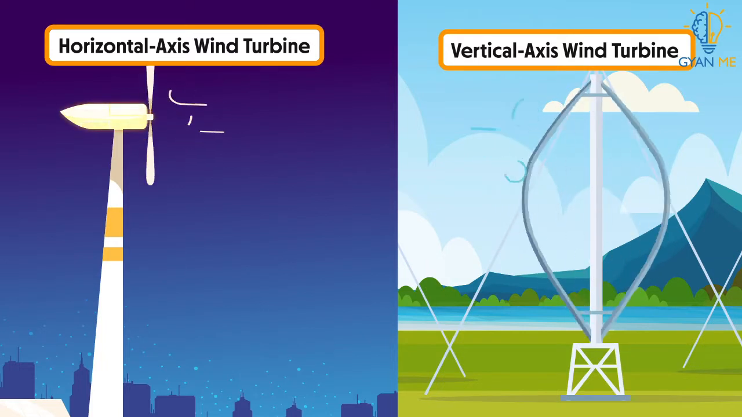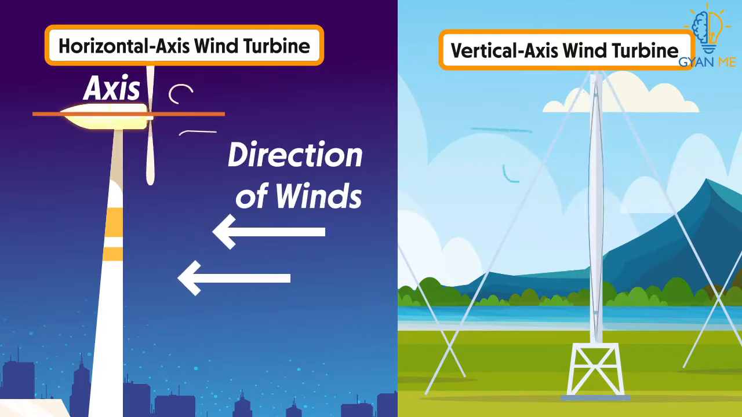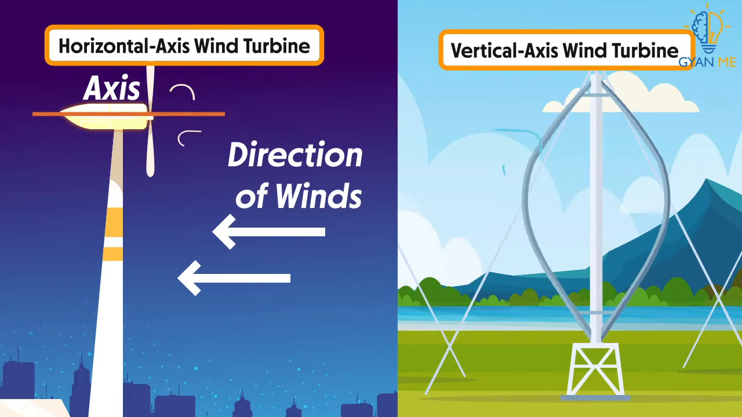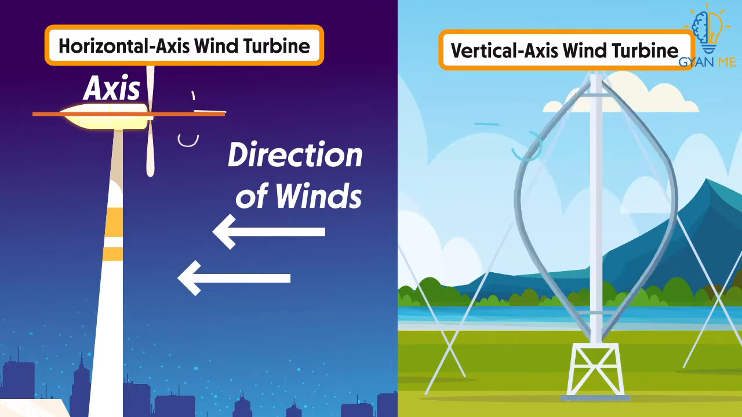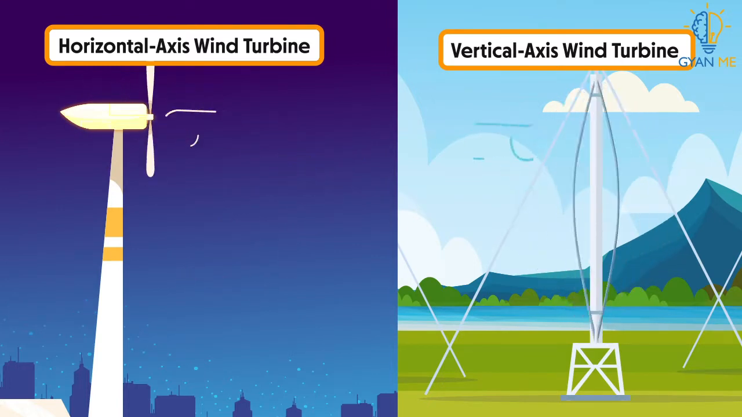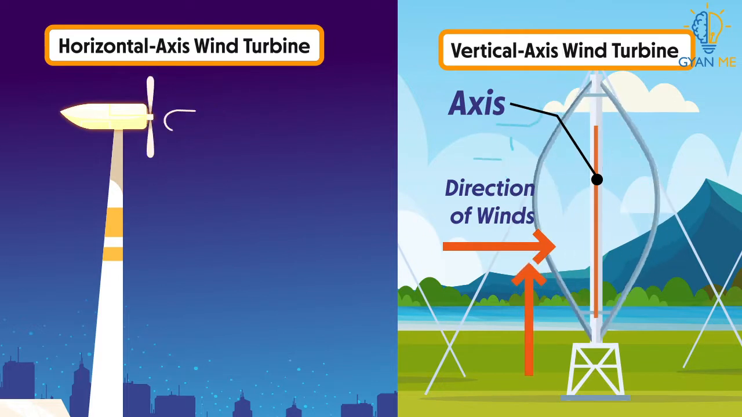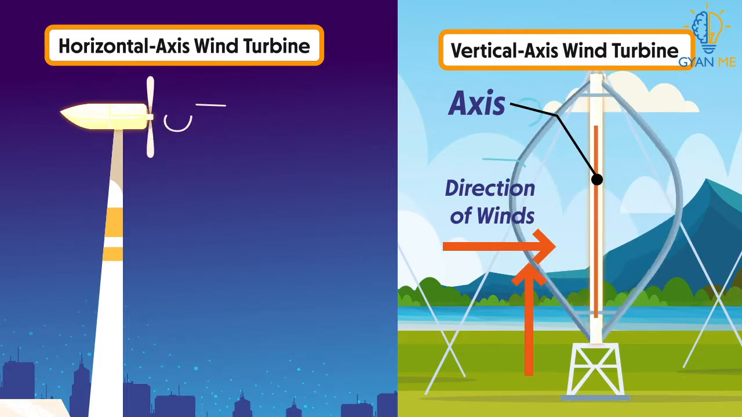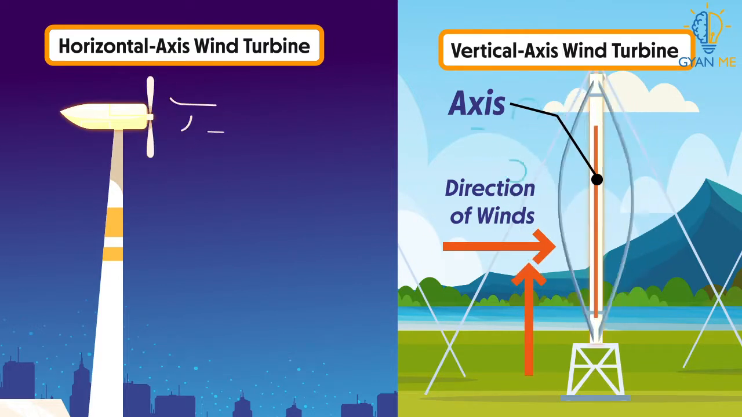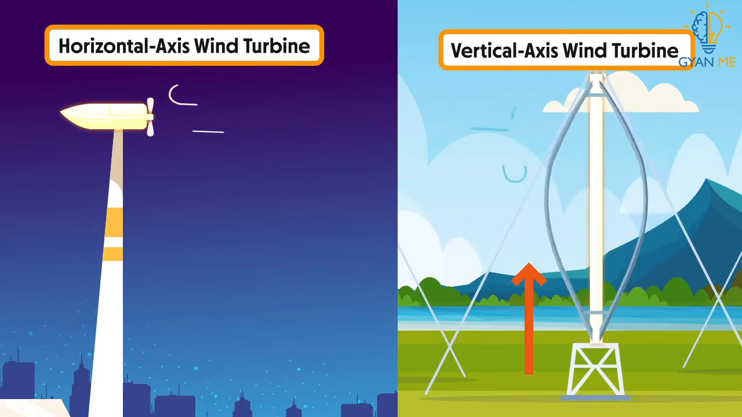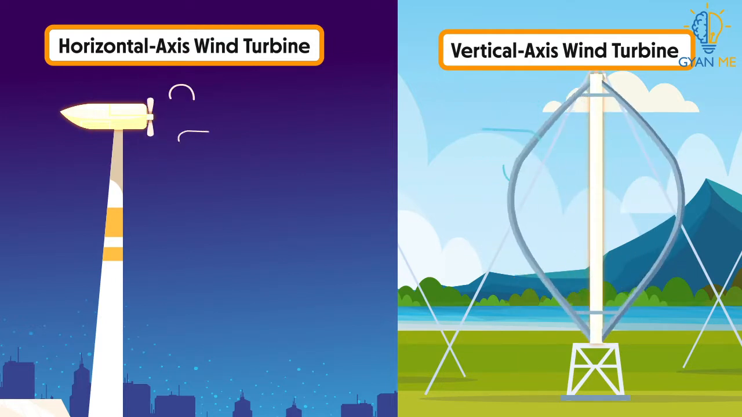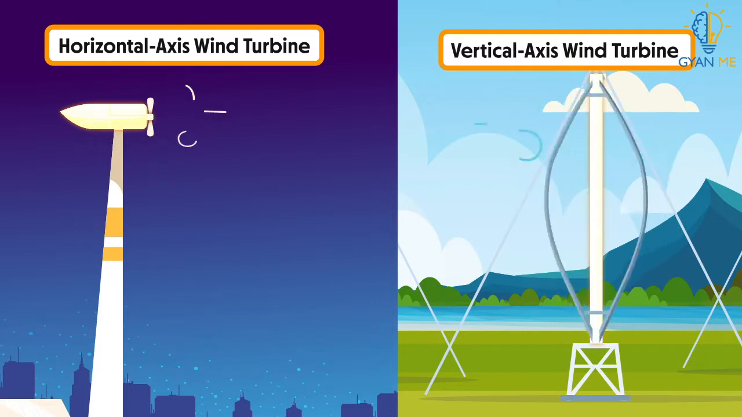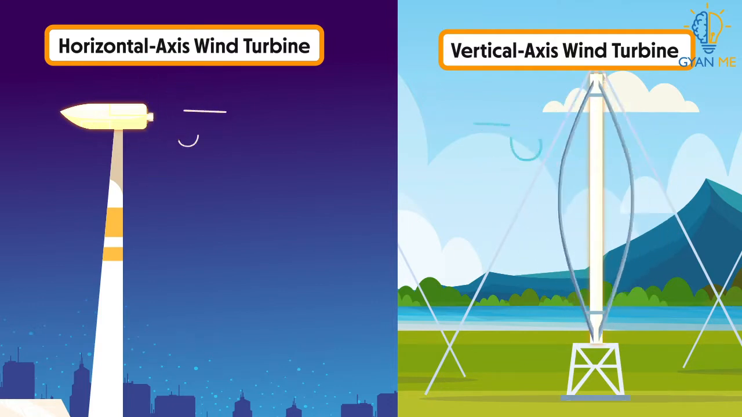When the rotating axis of the blades is parallel to the wind stream, the turbine is called HAWT, that is horizontal axis wind turbine. And when the rotating axis is perpendicular to the wind stream, it is called VAWT, that is vertical axis wind turbine. Horizontal axis types are the most popular and commonly used commercial wind turbines.